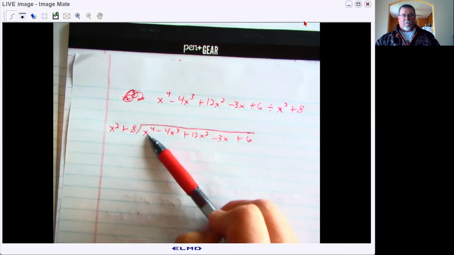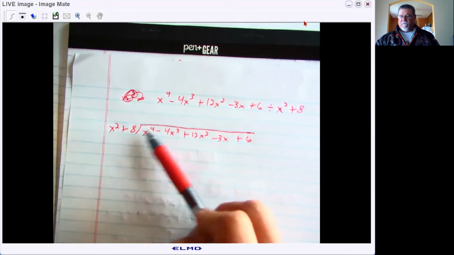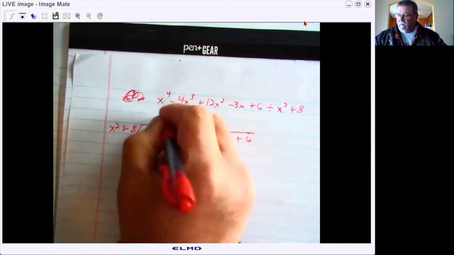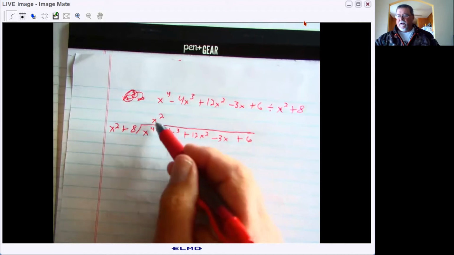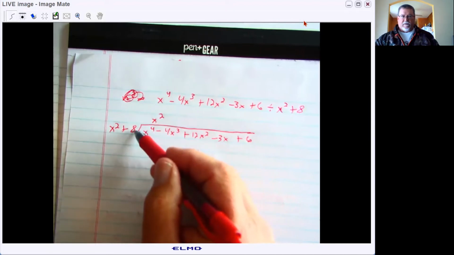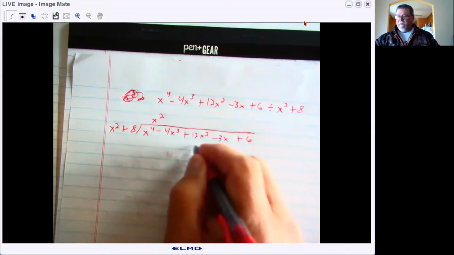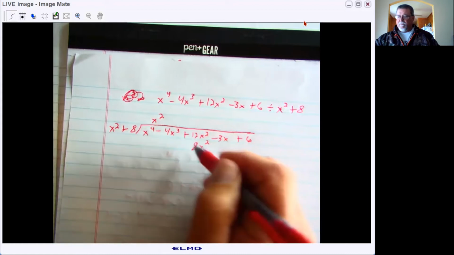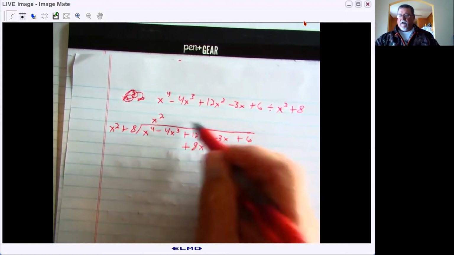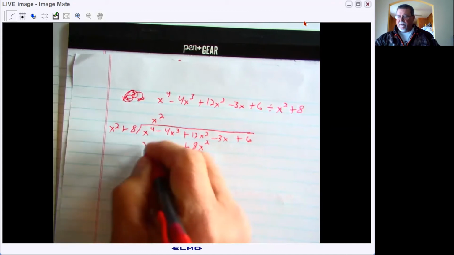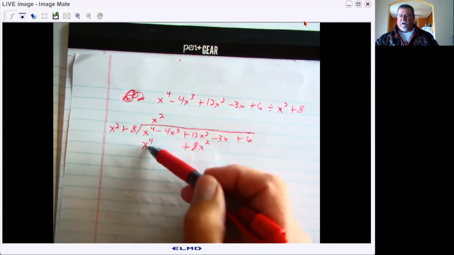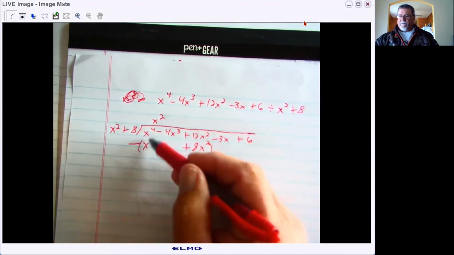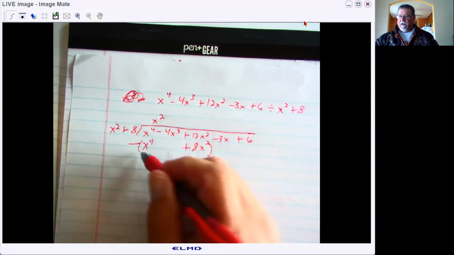Divide the leading term by the leading term. X to the fourth divided by x squared is x squared. And so now I multiply it, I get x squared times 8. That'd be 8x squared. Now I need to put that underneath the like term. And I multiplied two positives, so that's plus 8x squared. And then x squared times x squared gives me x to the fourth. And again, I put that under its like term. Those are in parentheses, and I'm subtracting. That becomes minus x to the fourth, so that adds up to 0.